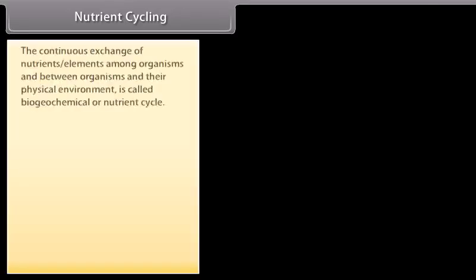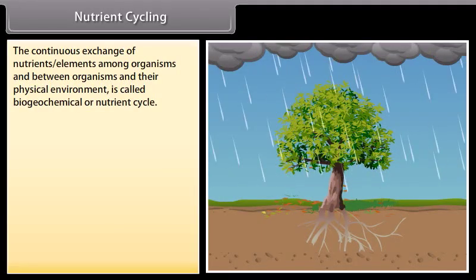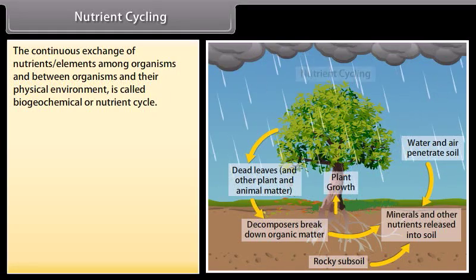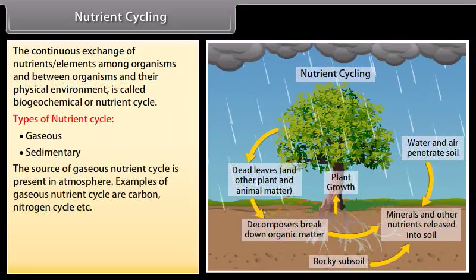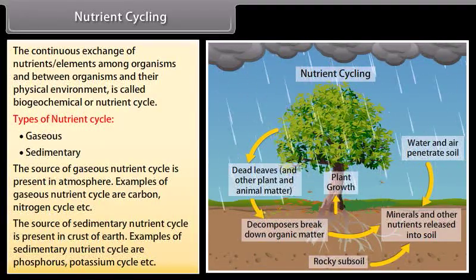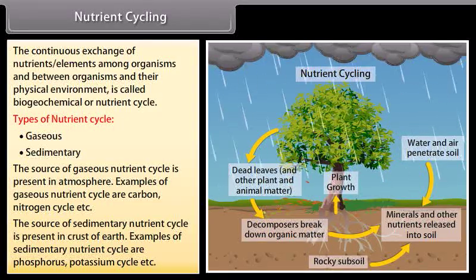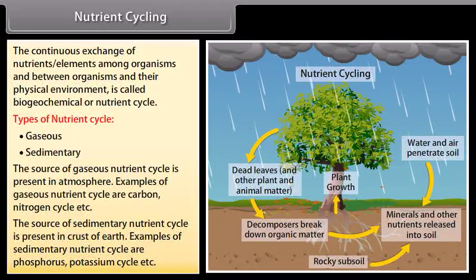Nutrient cycling. The continuous exchange of nutrients and elements among organisms and between organisms and their physical environment is called biogeochemical or nutrient cycle. Types of nutrient cycle: gaseous and sedimentary. The source of gaseous nutrient cycle is present in the atmosphere. Examples of gaseous nutrient cycle are carbon and nitrogen cycles, etc. The source of sedimentary nutrient cycle is present in the crust of the earth. Examples of sedimentary nutrient cycle are phosphorus and potassium cycles, etc.